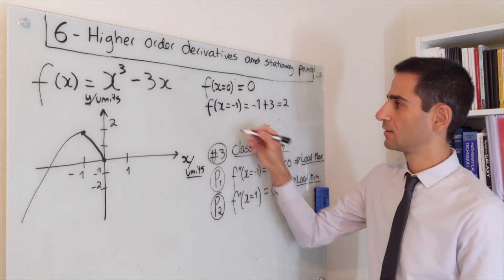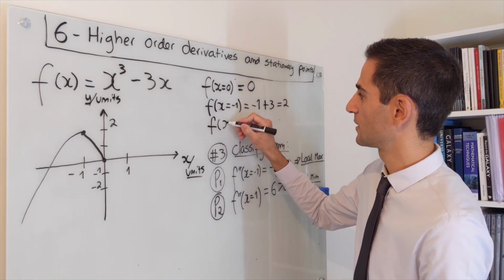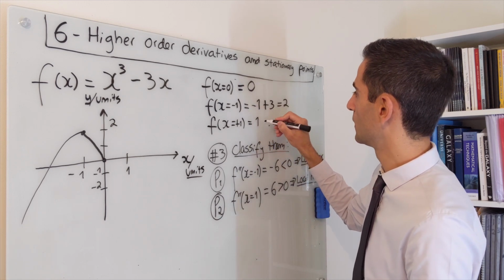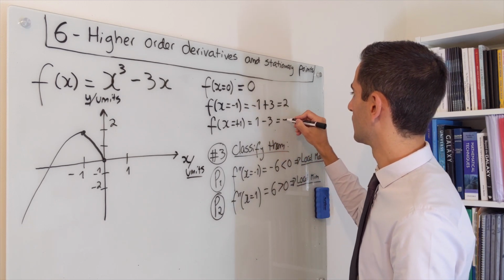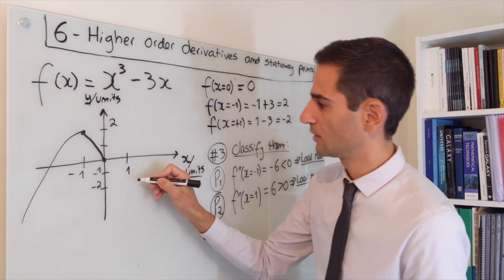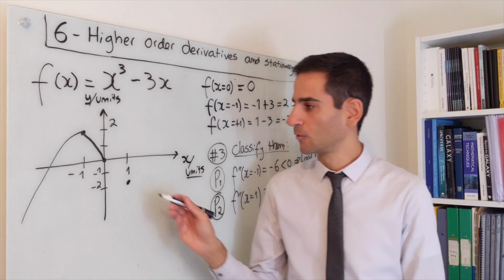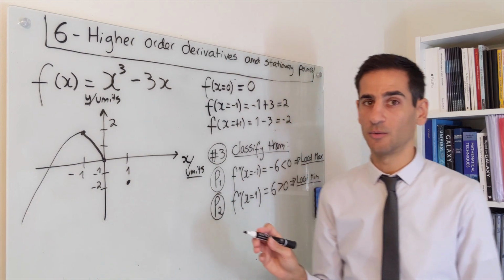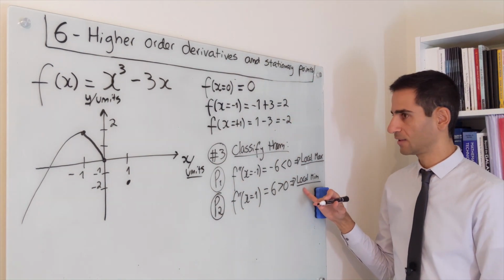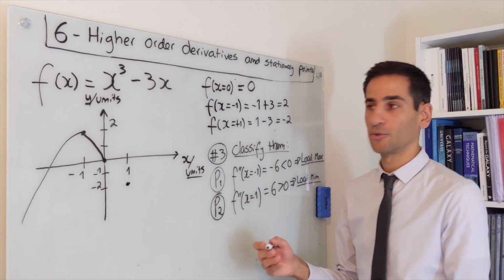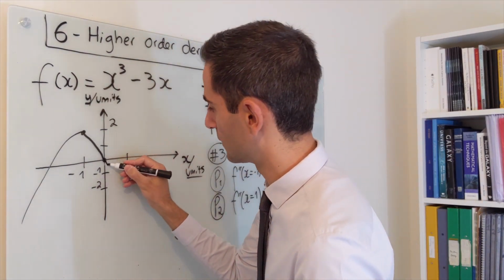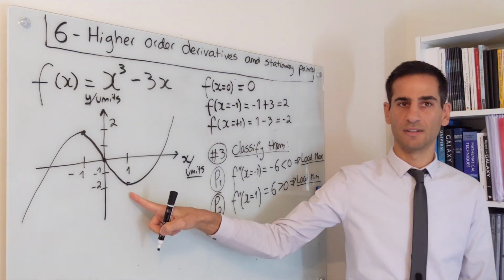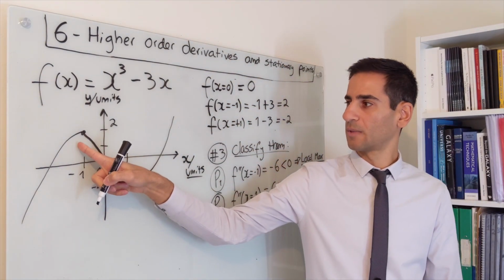On the other hand, for the other stationary point, x equals +1, we get 1 minus 3, that's -2, and the function is here, which means it crosses y equals -2 for x equals 1. We also know that this is a local minimum. Therefore, the function must be doing something like this. This is a local minimum, and this is a local maximum.